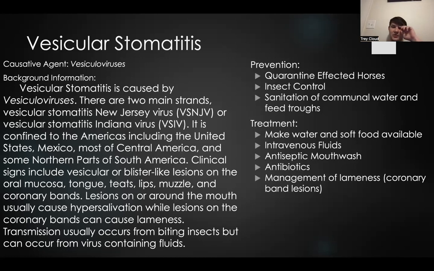And then some prevention, of course, quarantining, insect control. So any products that can control the insects from biting your horses and stuff like that would be a good prevention. And then sanitation of communal water and feed troughs. So any place that your herd maybe is sharing water or eating out of the same trough, something like that, make sure that you sanitize that really good would be another good way to prevent vesicular stomatitis.